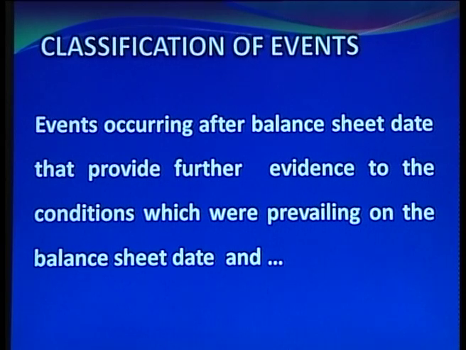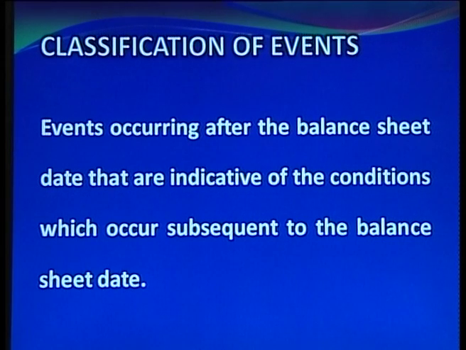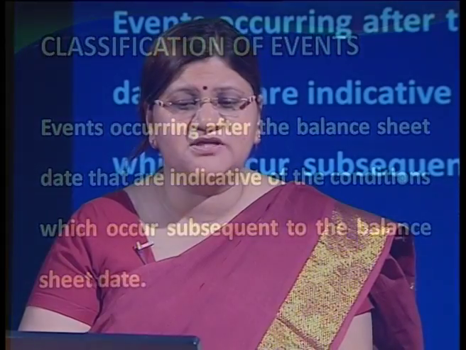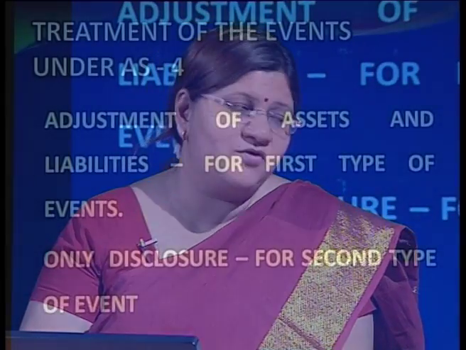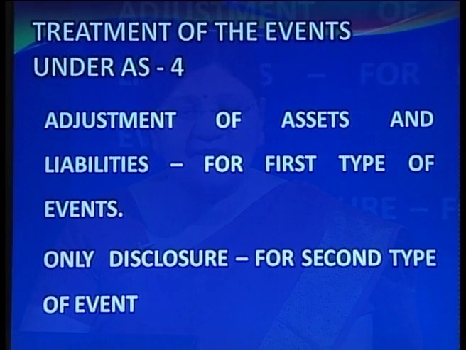We have given it number 1 events, and the second events are those which occur after the balance sheet date that are indicative of conditions which occur subsequent to the balance sheet date. There was no prior indication of such events on the date of balance sheet. Now, what is the treatment of such events? As we have already discussed, the first type of events would require the adjustments of assets and liabilities.